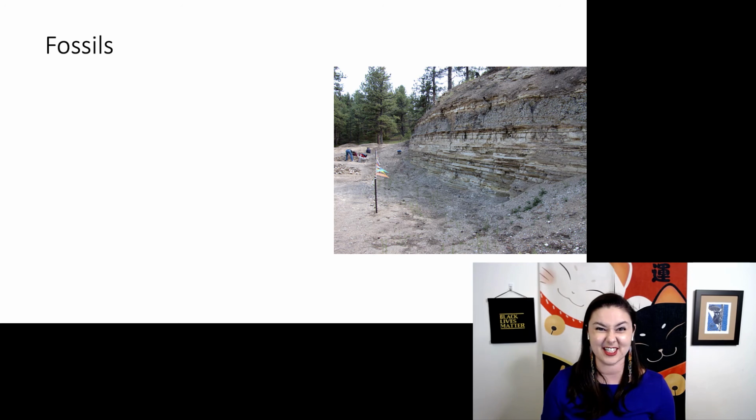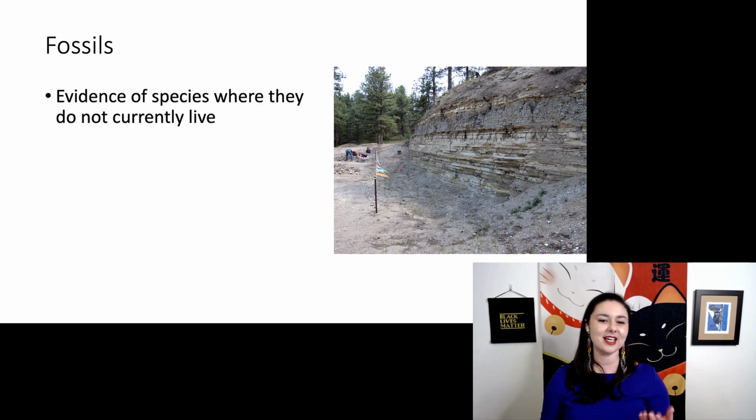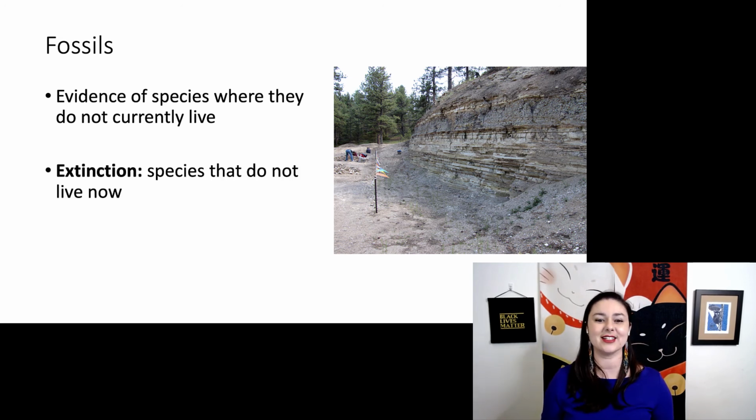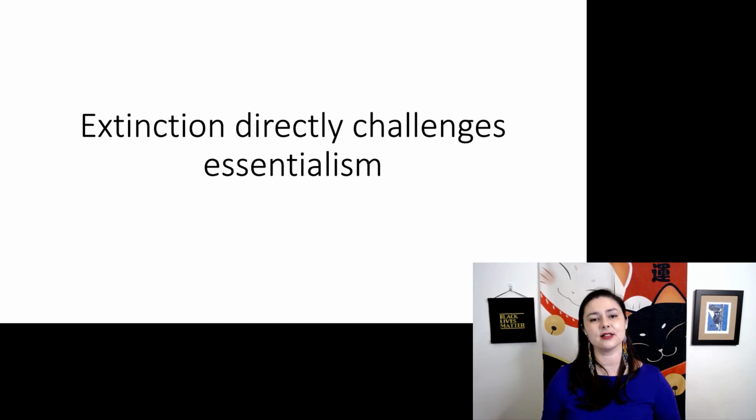But let's talk about fossils. Fossils are really cool because now we have evidence of species where they don't currently live now. The first thing we notice is we would find an elephant in a place we wouldn't expect, like Europe, or we would find giant deer in a place where giant deer don't exist anymore. So this was giving us evidence of extinction. We're finding species that don't currently live anymore. And this directly challenges essentialism, because under the paradigm of essentialism, species can't change. They are immutable. Natural forces can't do anything. But now they're going extinct.